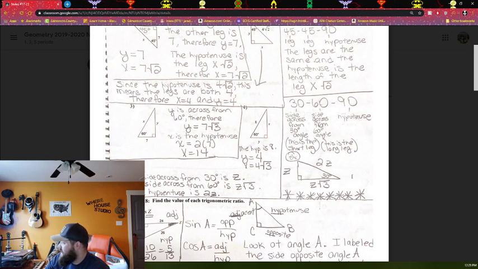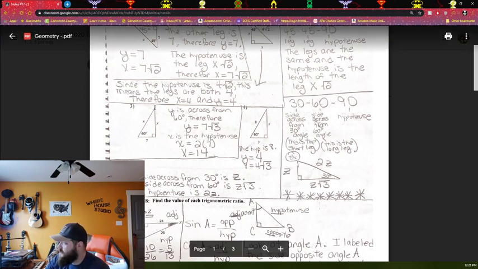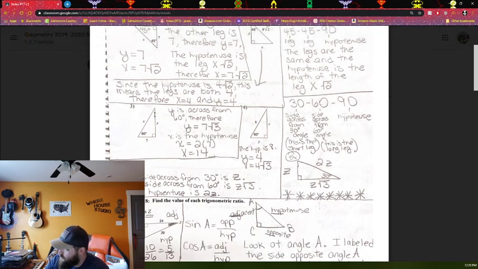The way that you find these sides, your short leg is going to be whatever it is. Like in this case, this is our 30-degree angle. Opposite of our 30-degree angle is going to be 7. It's just going to be 7 because that's what it tells us that it is.